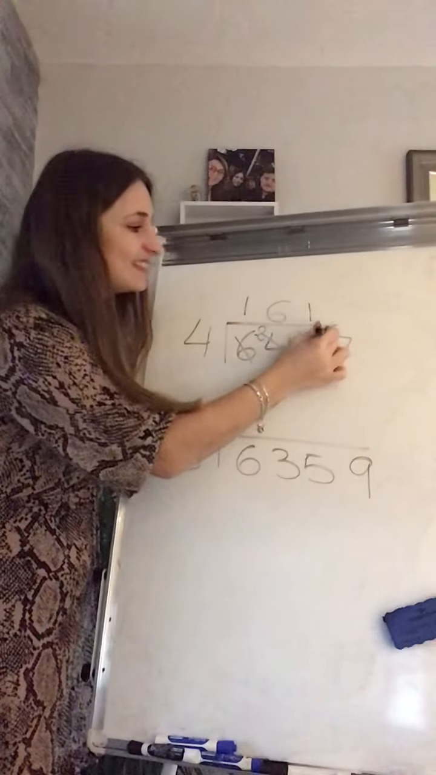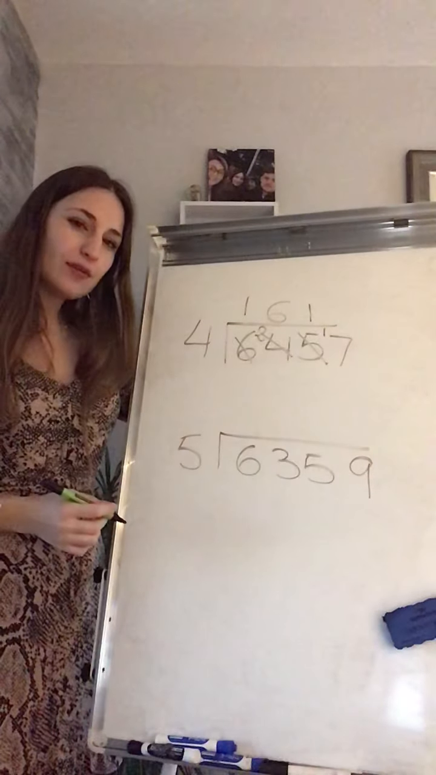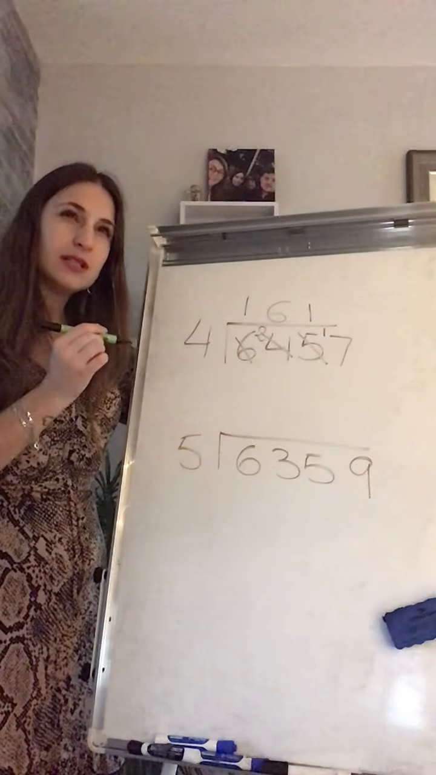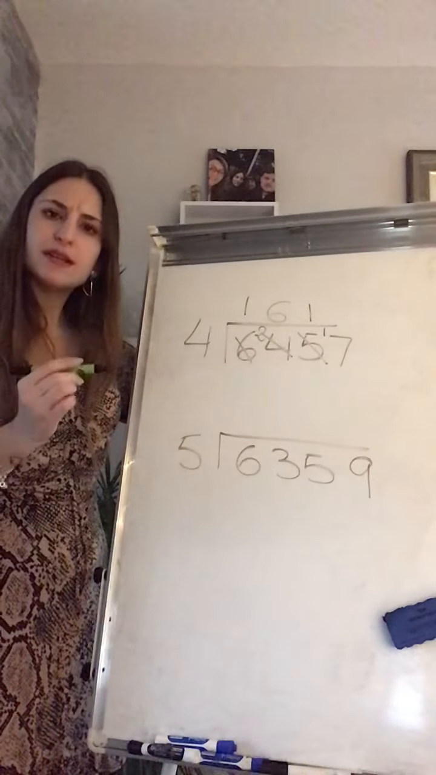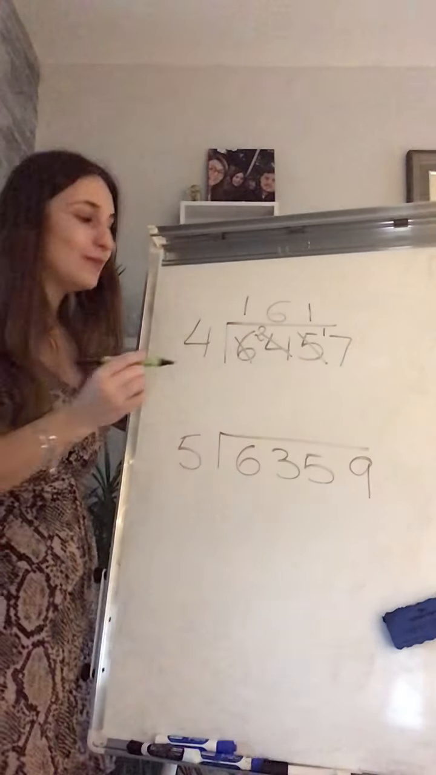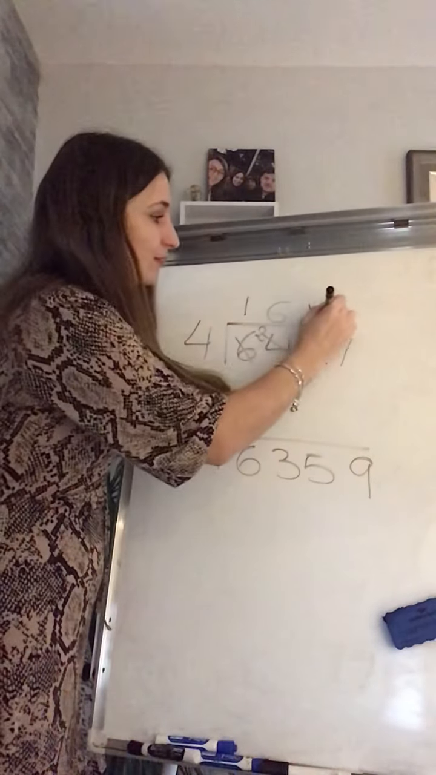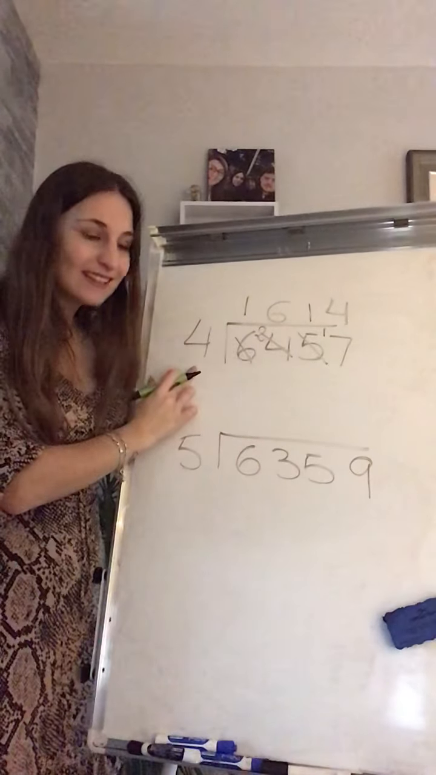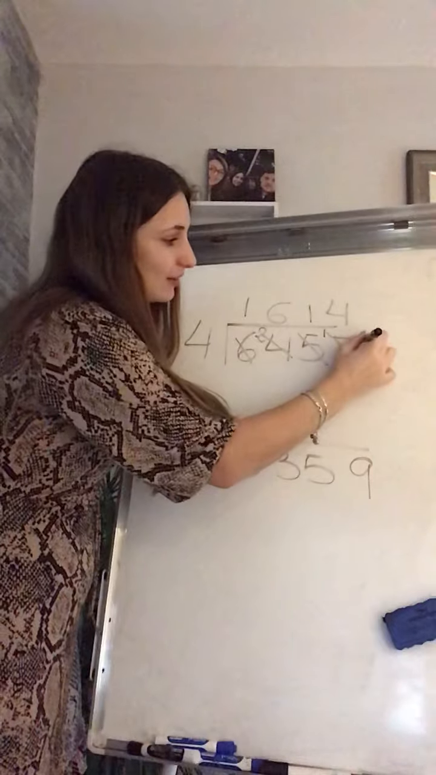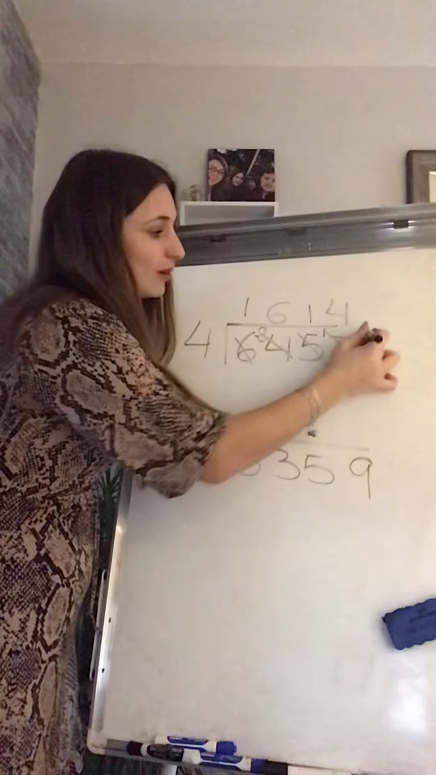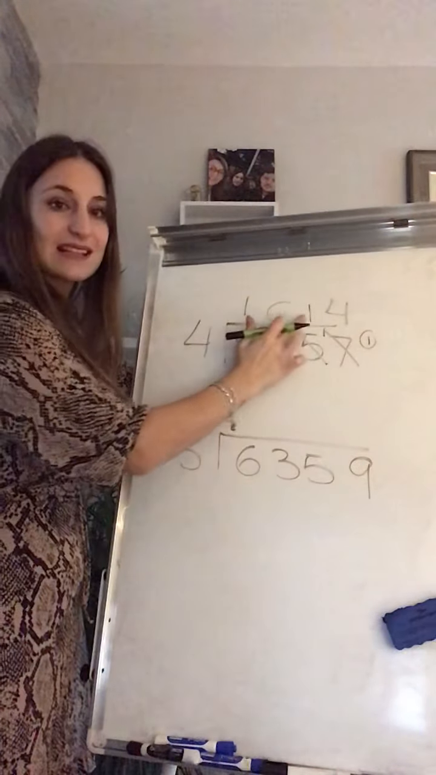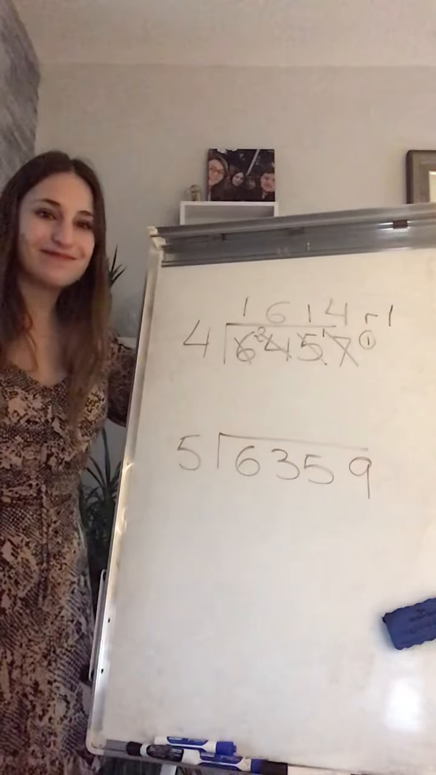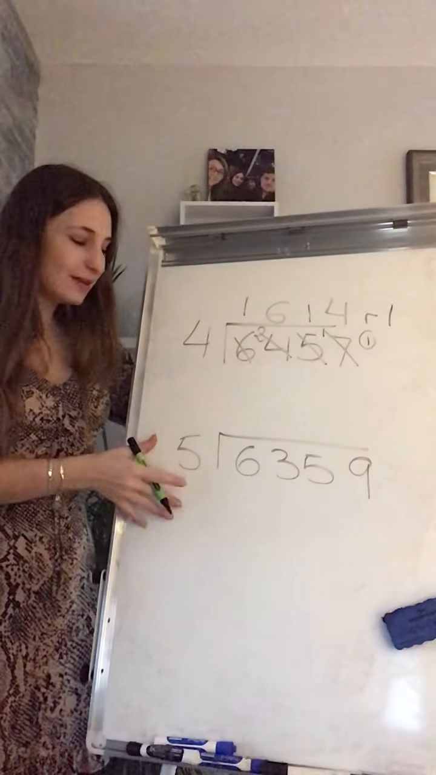Well, 1 times 4 is 4, to 5, 1. And 17. Is 17 on my 4 timetable? No, I jump from 16 to 20, so it's not. So I'm going to choose 4. 4 times 4 is 16, to 17. I've got a remainder, I got 1, so I have 1,614, remainder 1. Okay?